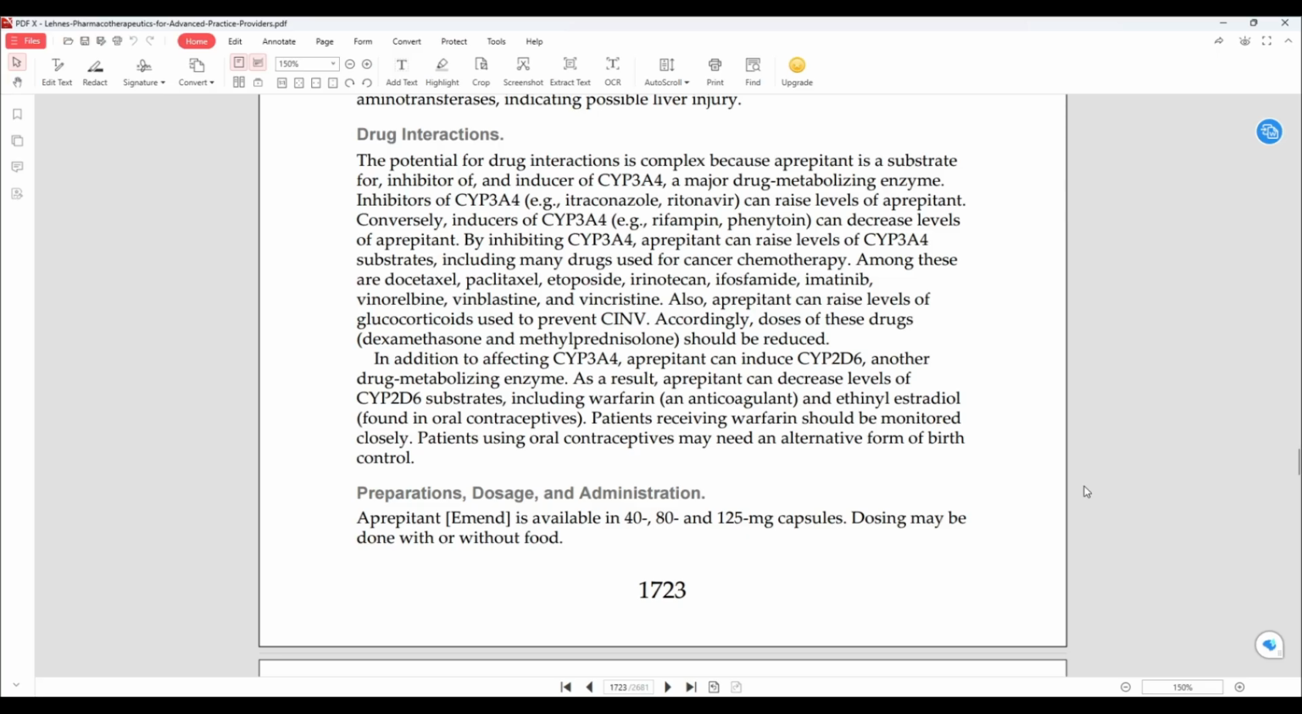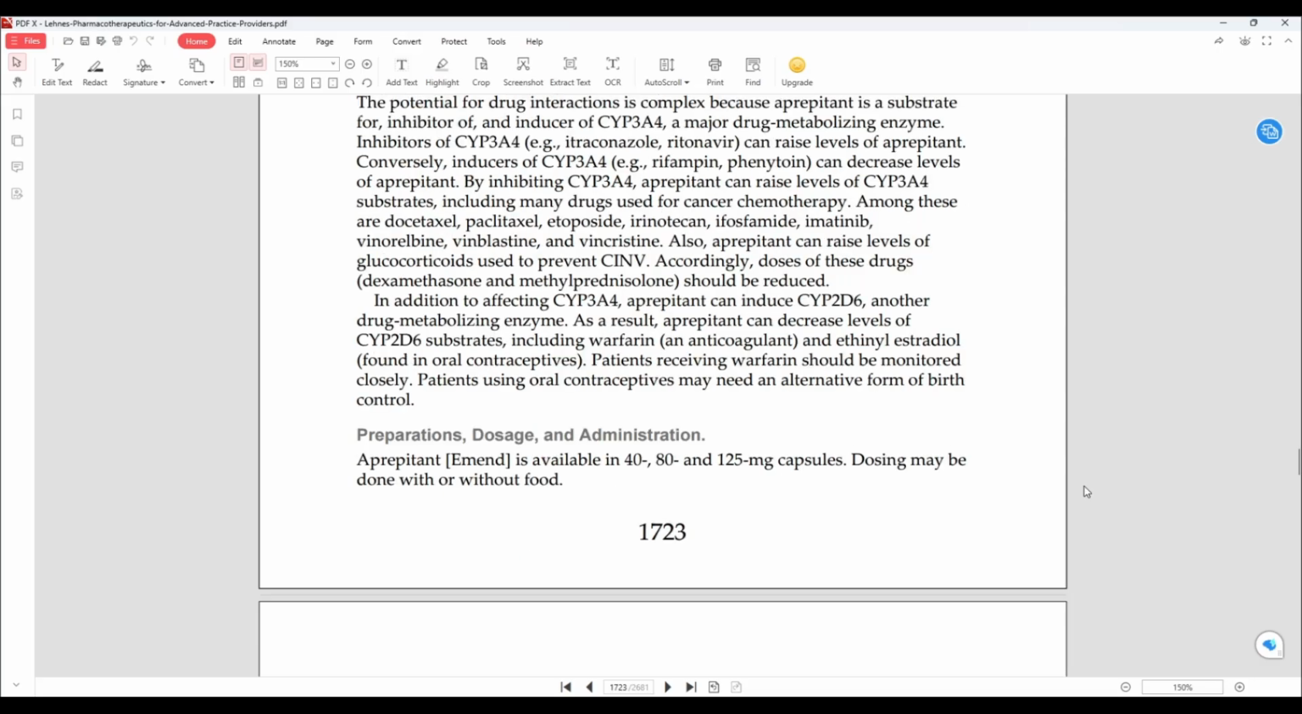Among these are docetaxel, paclitaxel, etoposide, irinotecan, ifosfamide, imatinib, vinorelbine, vinblastine, and vincristine. Also, aprepitant can raise levels of glucocorticoids used to prevent CINV. Accordingly, doses of these drugs should always be considered to be reduced.